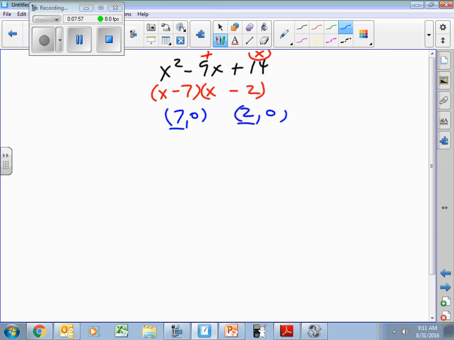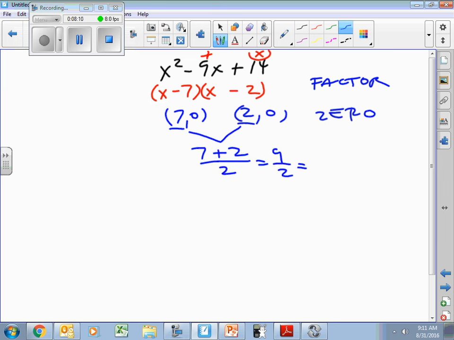Now to get, factor. Please write that down so you know the words. Factor, 0. I'm about to get the 7 plus 2, divided by 2, that's a 9 over 2. What's half of 9? Anybody know half of 9? 4.5. This is going to be, and again, write it, they're going to ask for the equation for the line of symmetry. So do write that x equals, and I'm putting LOS.